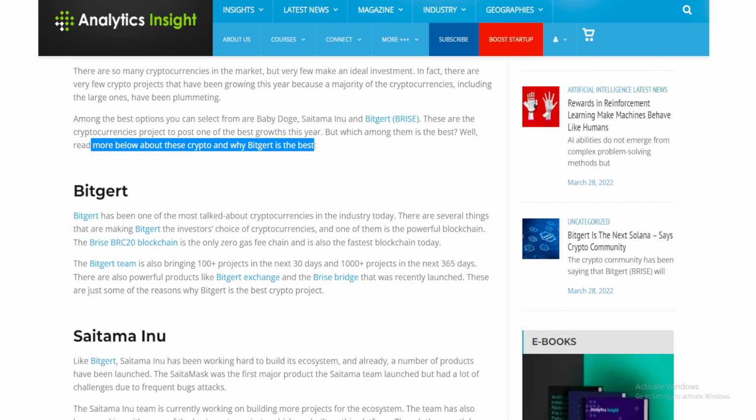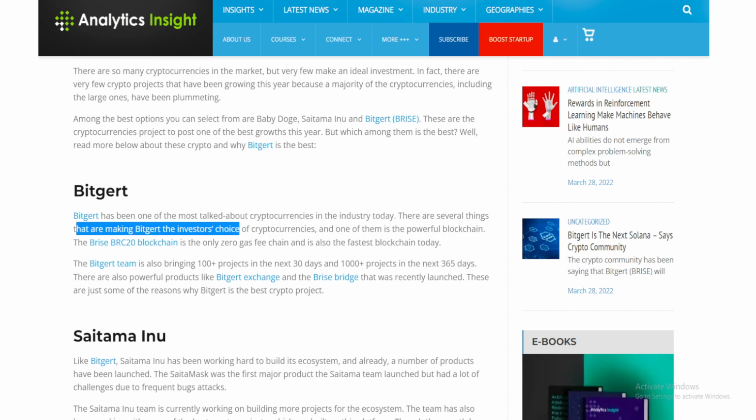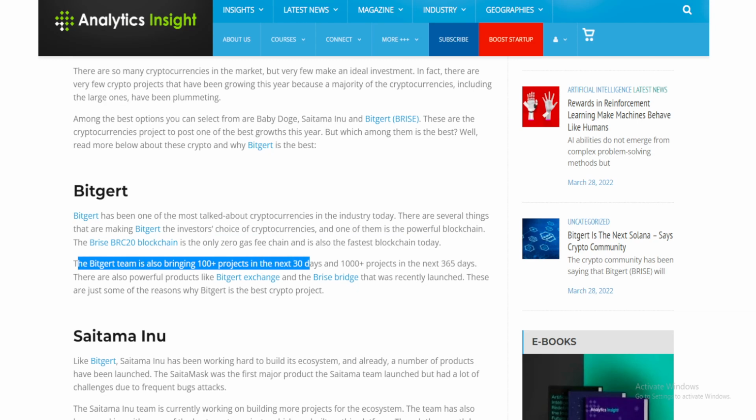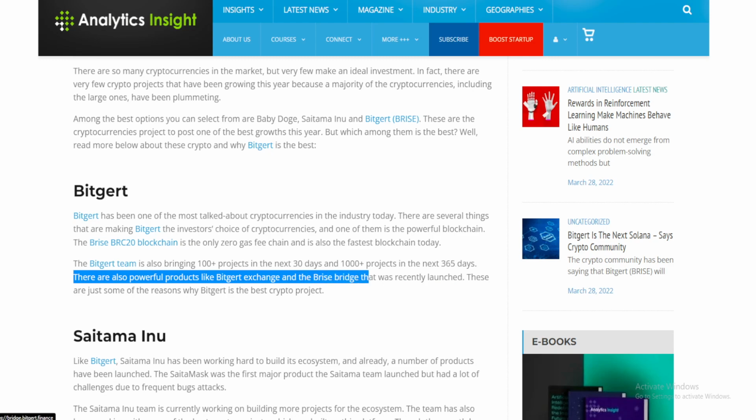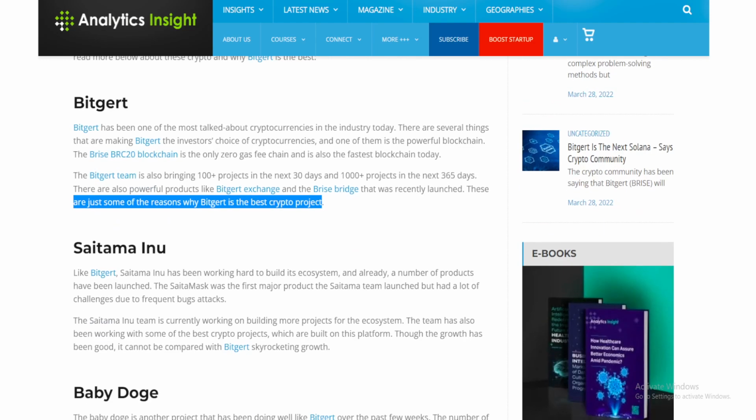They're already claiming Bitcoin is the best. So let's read about Bitcoin first. Bitcoin has been one of the most talked about cryptocurrencies in the industry today. There are several things that are making Bitcoin the investor's choice of cryptocurrencies, and one of them is the powerful blockchain. The Bryce BRC20 blockchain is the only zero gas fee chain and is also the fastest blockchain today. The Bitcoin team is also bringing 100 plus projects in the next 30 days and 1000 plus projects in the next 365 days. There are also powerful products like Bitcoin Exchange and Bryce Bridge that was recently launched. These are just some of the reasons why Bitcoin is the best crypto project.